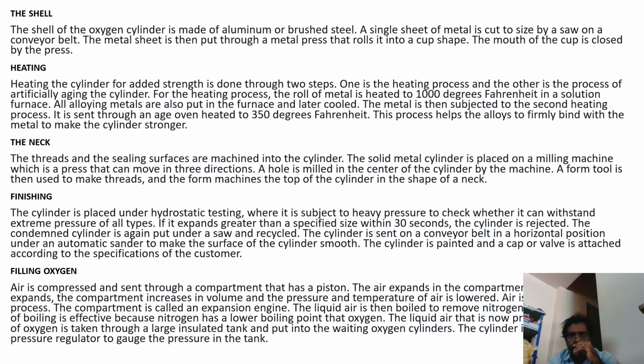So liquid air is then boiled to remove nitrogen. The simple process of boiling is effective because nitrogen has a lower boiling point than oxygen. So the liquid air that is now predominantly made up of oxygen is taken through a large insulated tank and put into the waiting oxygen cylinders. The cylinder is fitted with a pressure regulator to gauge the pressure in the tank. So it's for regulation, right?